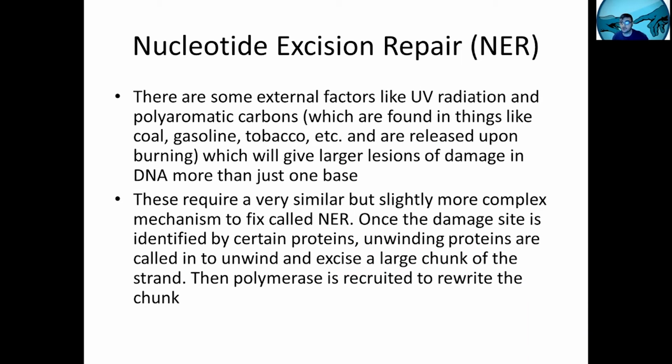Next up is another process called nucleotide excision repair, or NER. There are some external factors like UV radiation or polyaromatic carbons, which are found in things like coal, gasoline, and tobacco. They're released upon burning these substances. That's why people who work with a lot of coal, especially near burning coal, or people who are chronic smokers of tobacco, end up getting cancer much more often. When you burn these things, you release a lot of these polyaromatic carbons into your system, and they can attach onto your DNA and be mutagenic and in turn carcinogenic, because they can create damage in your DNA strand, which causes a lot of mutations or errors, and that's how you get mutations that could possibly lead to cancer.